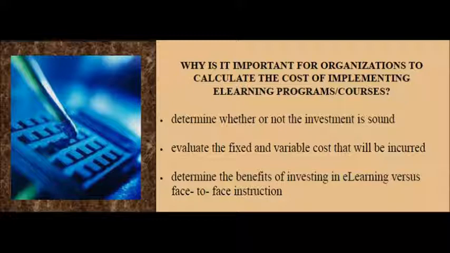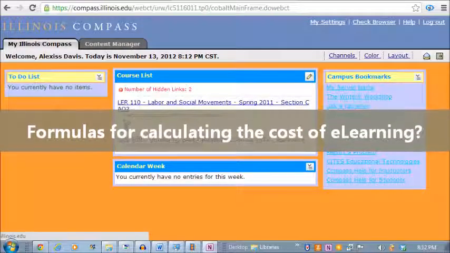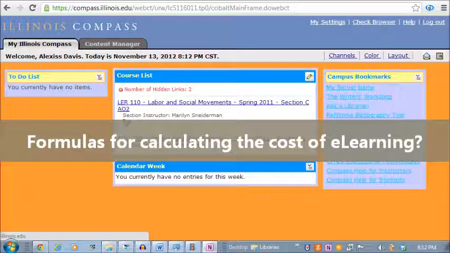What I like about the chart that Bates gives is that it calculates the cost of an e-learning program over an expanded amount of time. But I found a quicker method that was simpler to use in the article written by Professor Wentling and Park. And there are three essential formulas that you can utilize to calculate the cost of a program.